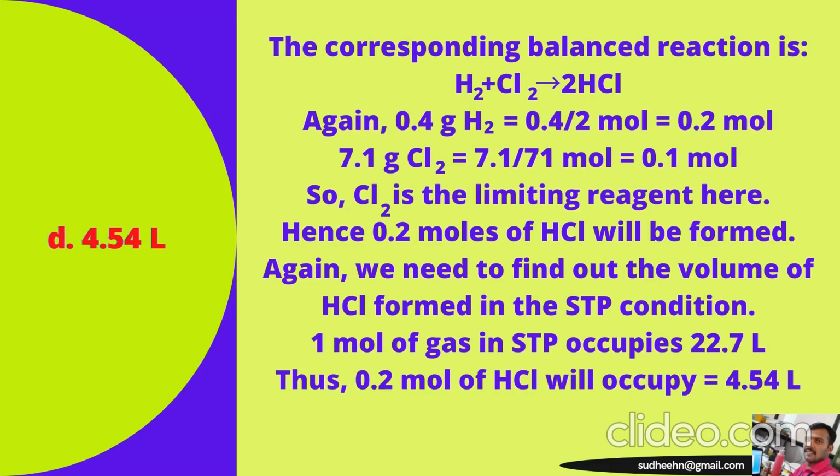Again, we need to find out the volume of HCl formed at standard temperature and pressure. 1 mole of gas at STP occupies 22.7 liters. Thus 0.2 mole of HCl will occupy 4.54 liters. So the option is D, that is 4.54 liters.